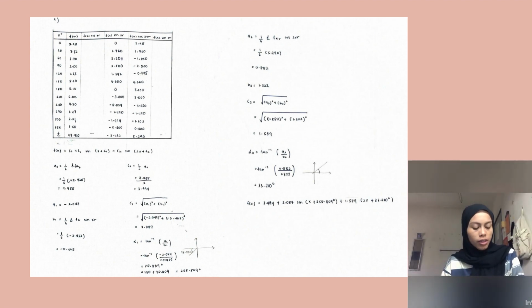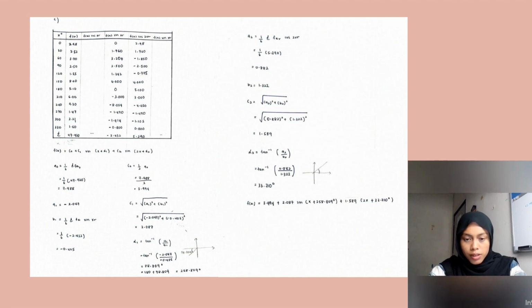From the question, the values that have been given are a1 and b2. The value of a1 is negative 2.047 and the value for b2 is 1.322. To find the value of f(x), it comes from the formula c0 plus c1 sin(x plus alpha 1) plus c2 sin(2x plus alpha 2). First, we have to find c0. To find c0, firstly we have to find a0, and from a0 we can get the value of c0. To find the value of a0, the formula is 1 over 6 summation of f(x_r).